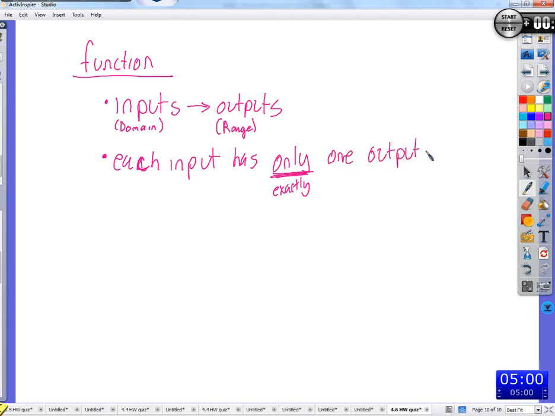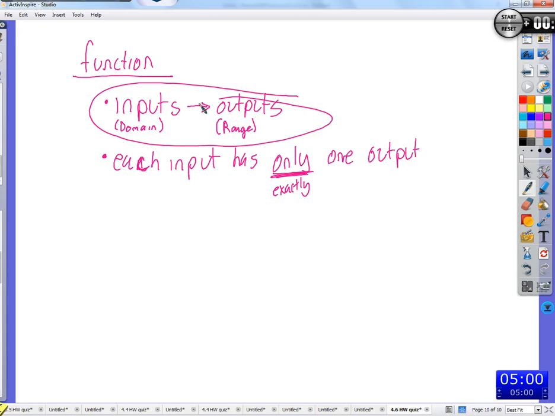Okay. So I put in 5 into this function, I need to only get out one thing. I can't put in 5 and get out 7 or 12. That's not a function. Okay. Sometimes that happens, we'll have something that works that way. It puts out two things, it just wouldn't be a function. Okay?